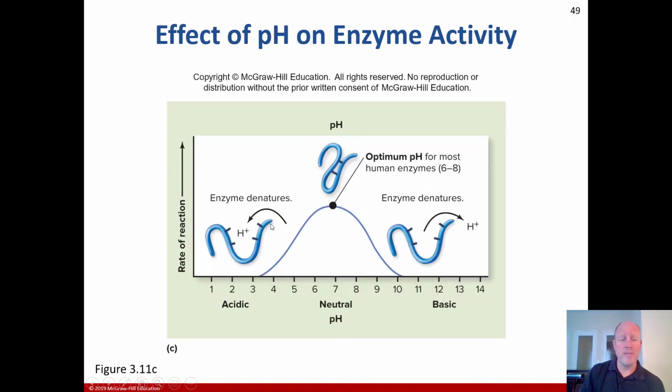Effects of pH on enzyme activity. So the enzyme denatures with excess hydrogen, more acidic, or too little hydrogen, too base. It's going to denature either way. And the optimal pH, of course, is neutral at 7, or between 6 and 8, we really should say. That bell curve, right?